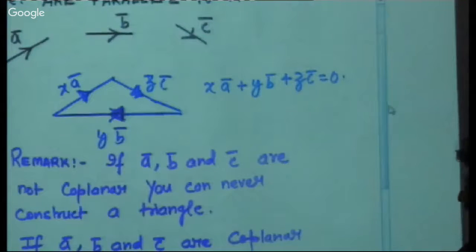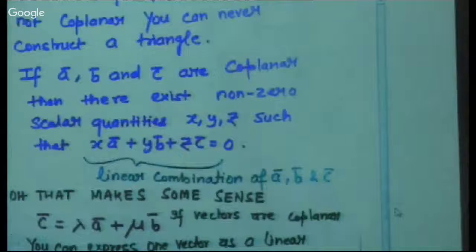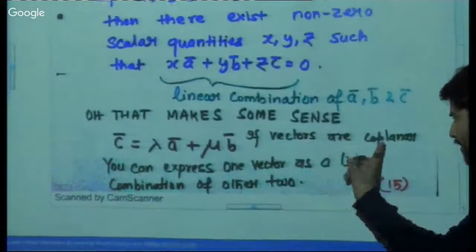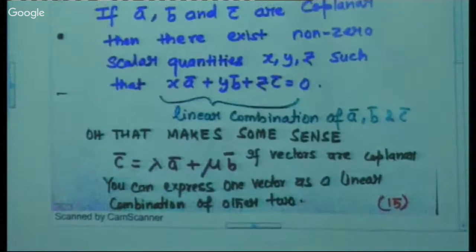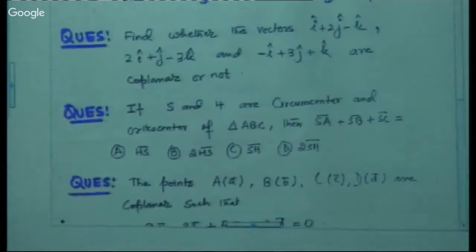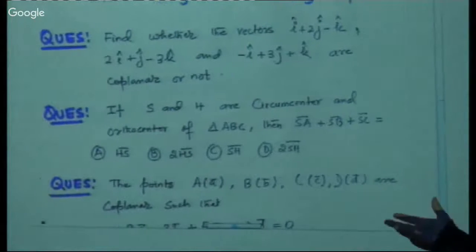We understood the condition of coplanarity. So that makes sense. We can say C is lambda A plus mu B. If vectors are coplanar, you can express one vector as a linear combination of the other 2. If you are not able to write it, it means they are not coplanar. Can you go to the next page? So if A, B, and C are coplanar, then they are linearly dependent.